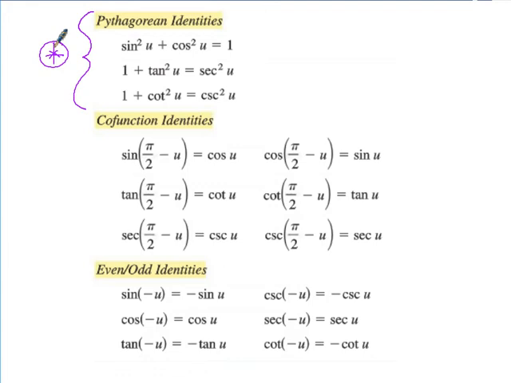So you don't have to memorize it, but it'll help you to know it, because it'll help when you're doing your homework.